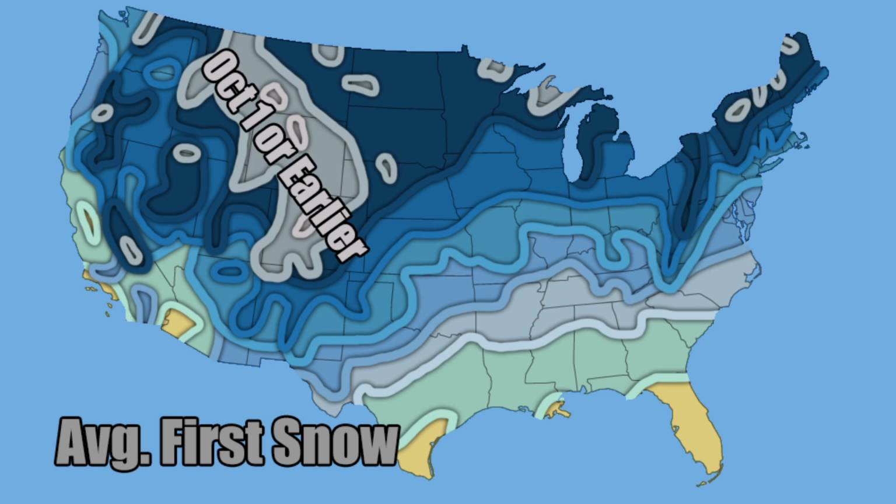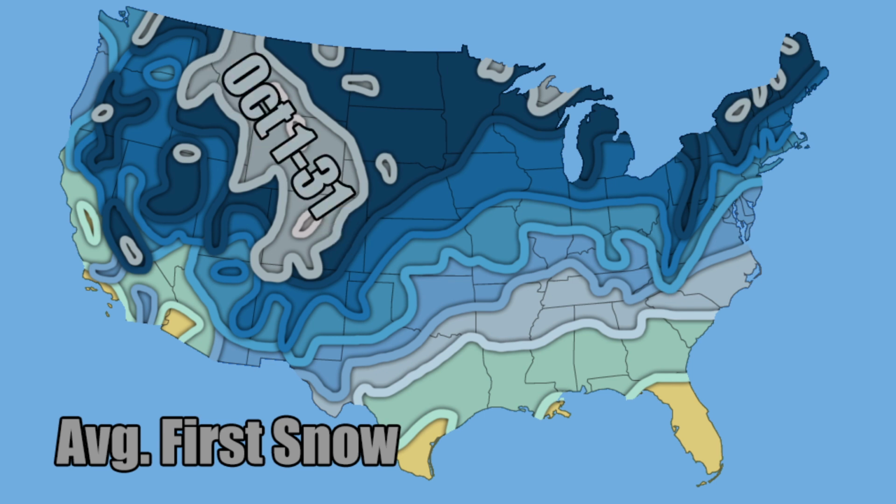in some isolated circumstances. Now, here in this gray region for parts of the higher elevation regions in parts of Washington, Oregon, Nevada, and California, as well as much of the Rockies and some isolated areas in Nebraska, North Dakota, Montana, Minnesota, and then for parts of the UP of Michigan, and then into some higher elevation regions in the interior Northeast. This is where you expect your first snowfall between October 1st and October 31st here. So it's a fairly early first snowfall for these regions.